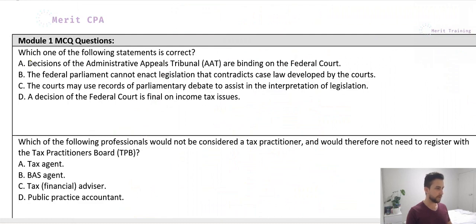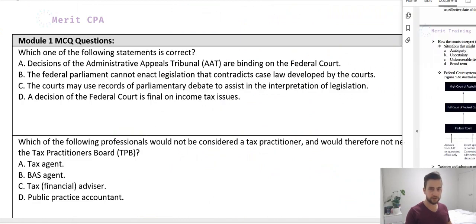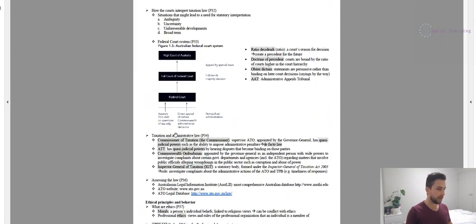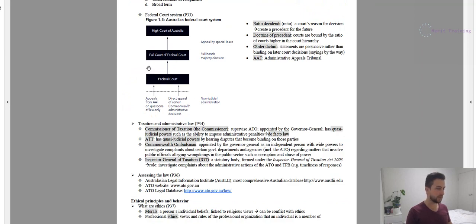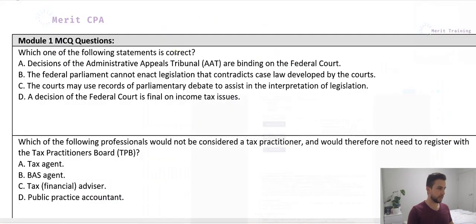So the first thing is, decisions of the AAT are binding on the federal court. We know that's not the case, because the AAT holds disputes and it's binding on those parties in that particular dispute. But if any of those parties wants to question that, they can take it to the next level of court. They can take it to federal court, all the way up to the High Court of Australia. These courts are not bound by the AAT. So it's not A.